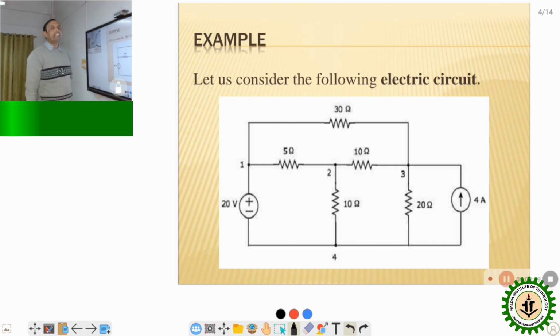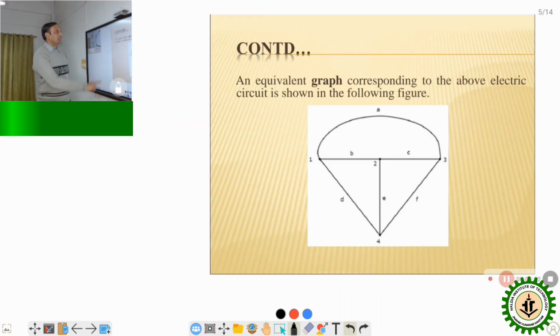Whenever we are converting this particular circuit into a graph, what will we do? We will short circuit the 5 ohm resistor, 10 ohm resistor, 30 ohm resistor as well as the 20 volt source, and we will open circuit the 4 ampere current source. By doing this short circuit and open circuit, we can convert it into the graph. So this is the converted graph from the above circuit.